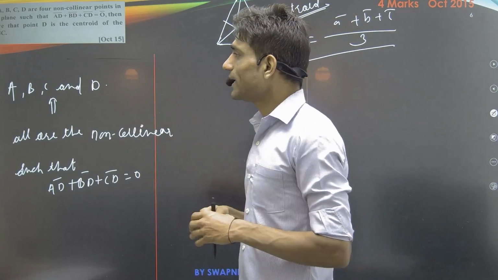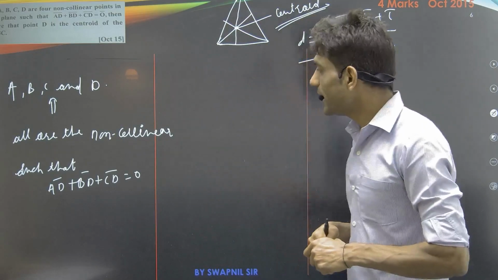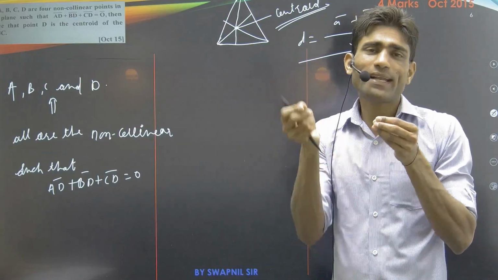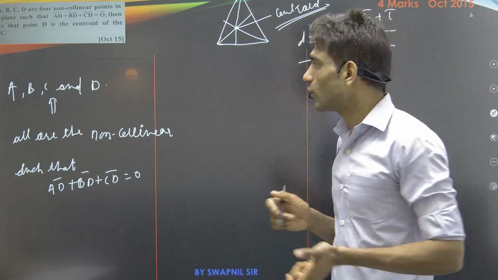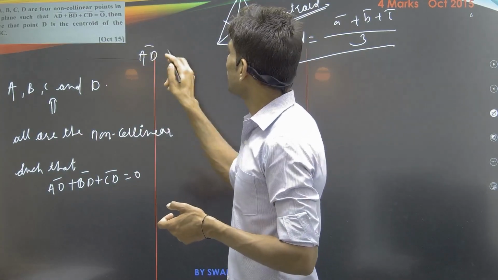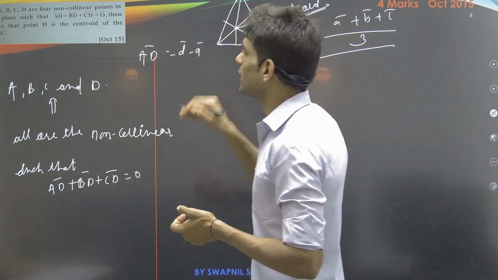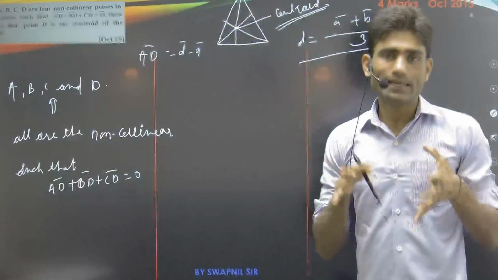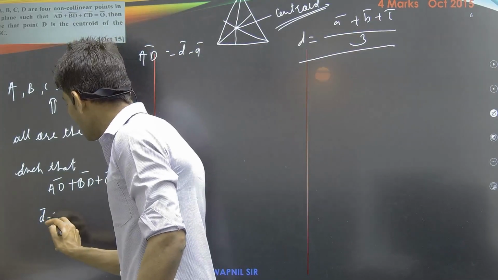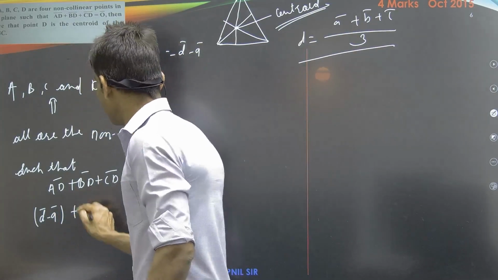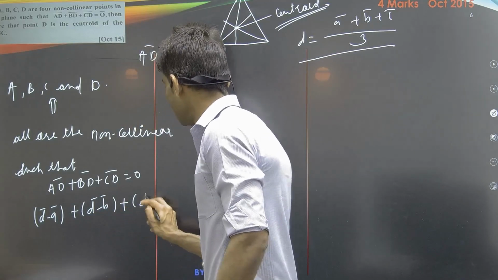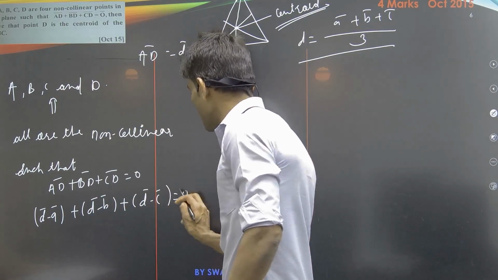Now we can see that vector AD bar can be written as the position vector D bar minus position vector A bar, okay? This one is our standard form. AD bar can be written as D bar minus A bar in our vector form, so the same we have to apply here subsequently. AD bar can be written as D bar minus A bar, plus BD bar can be written as D bar minus B bar, and plus CD bar can be written as D bar minus C bar, which is equal to 0, okay?